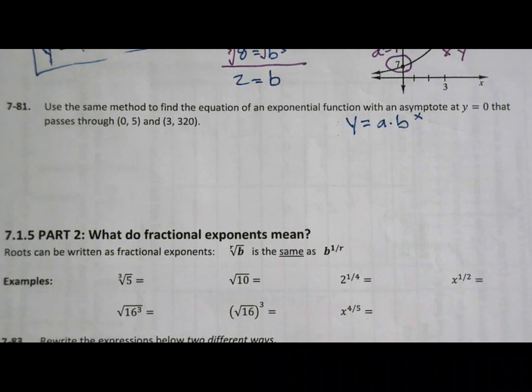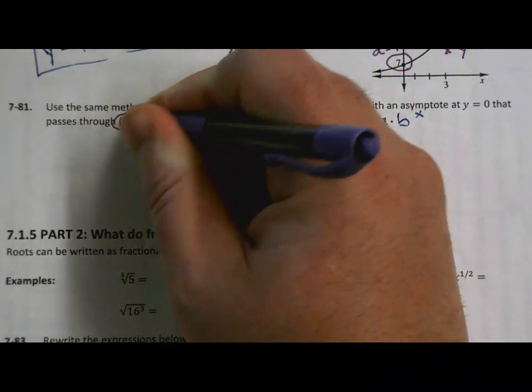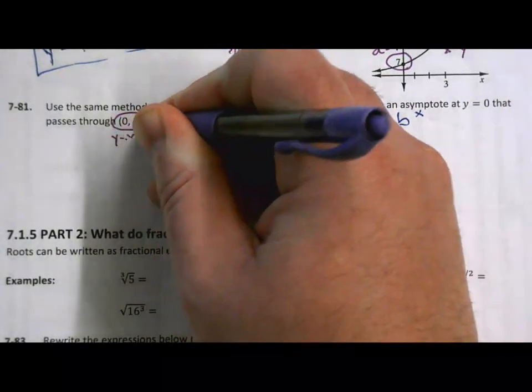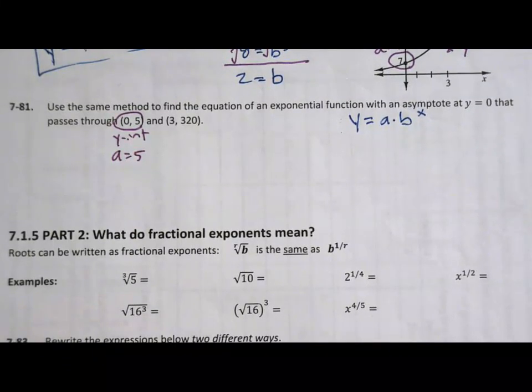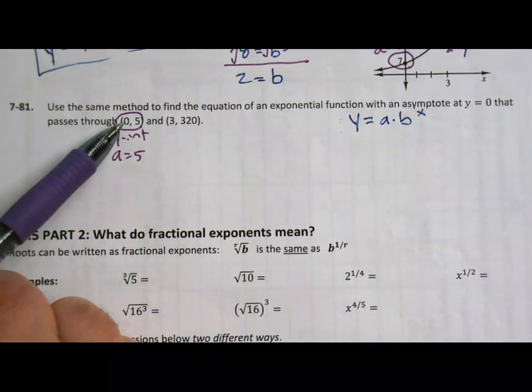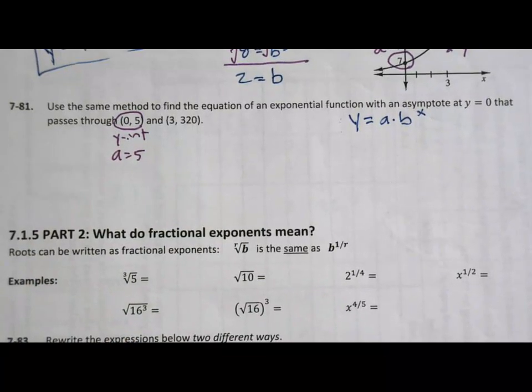All right, I got a couple questions for you. What is a in this problem? Number 81, what's a? A is really easy to spot in this one, too. A is 5, because we know that this is a y-intercept. And we know that for exponential functions, a is always the y-intercept. So we know that a is 5. By the way, how did we know this was a y-intercept? Because of that 0. The 0 for x makes it the y-intercept.